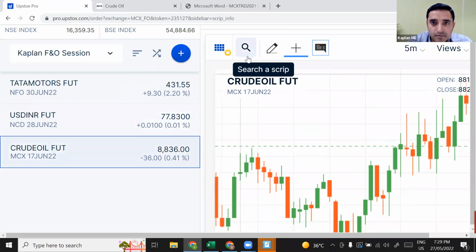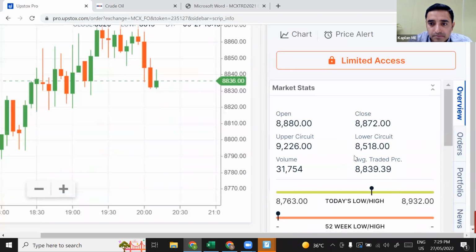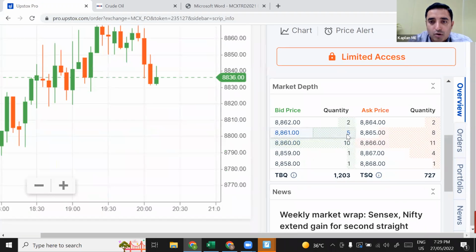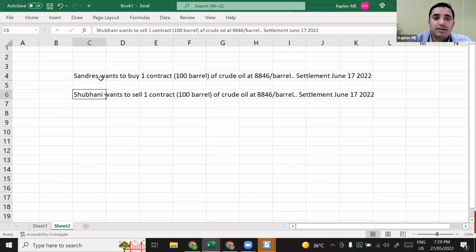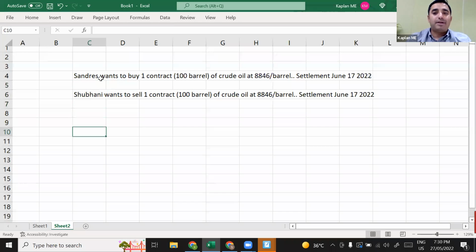Now tell me, here we speak about a contract that Sanders and Shubhani have entered into. Now what happens on June 17th? What do you think? Imagine instead of this 8846, it is 8850. On June 17th, the price of crude oil is 8850. Who is at profit? Who is at loss? Who would be at profit? Who would be at loss?